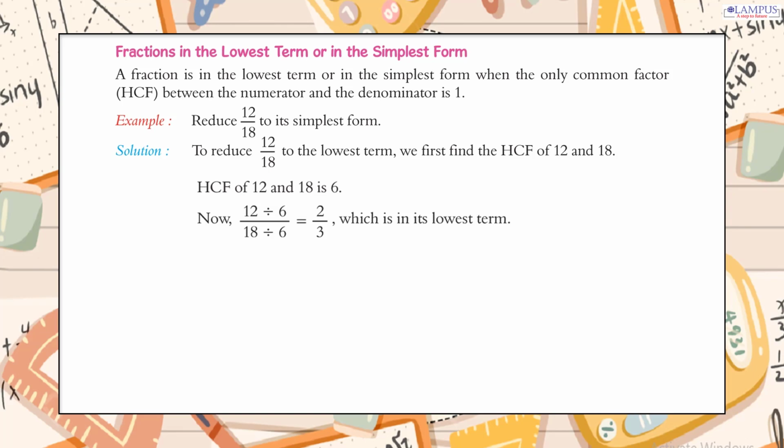A fraction is in the lowest term or in the simplest form when the only common factor, HCF, between the numerator and the denominator is 1. Example. Reduce 12 by 18 to its simplest form. Solution. To reduce 12 by 18 to the lowest term, we first find the HCF of 12 and 18. HCF of 12 and 18 is 6. Now, 12 divided by 6 whole divide by 18 divided by 6 equals 2 by 3, which is in its lowest term.